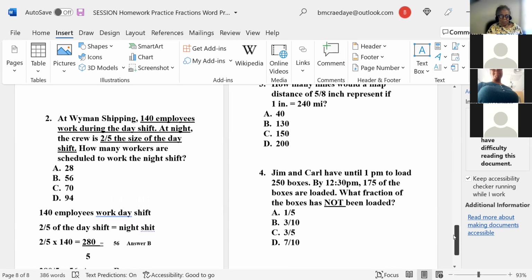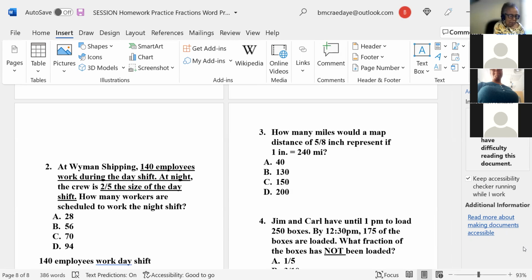Number 3, okay. Oh, you had that one correct, Mercedes. Maureen has that one correct. Now you could use ratio and proportion. Maureen, how did you do that one? Number 3 is: how many miles would a map distance of 5/8 inches represent if 1 inch is 240 miles?